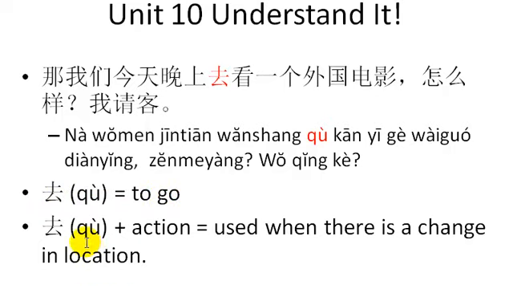And then, just like in English, you can put an action verb after 去, and it means to go and do something. And that's usually used when there's going to be a change in location. For example, you're in your dorm room or apartment with your roommate, and you're going to go study. You wouldn't say, I'm going to go study if you were going to study in the dormitory. You would just say, I'm going to study. But if you were going to go to the library, you would say, oh, I'm going to go study.